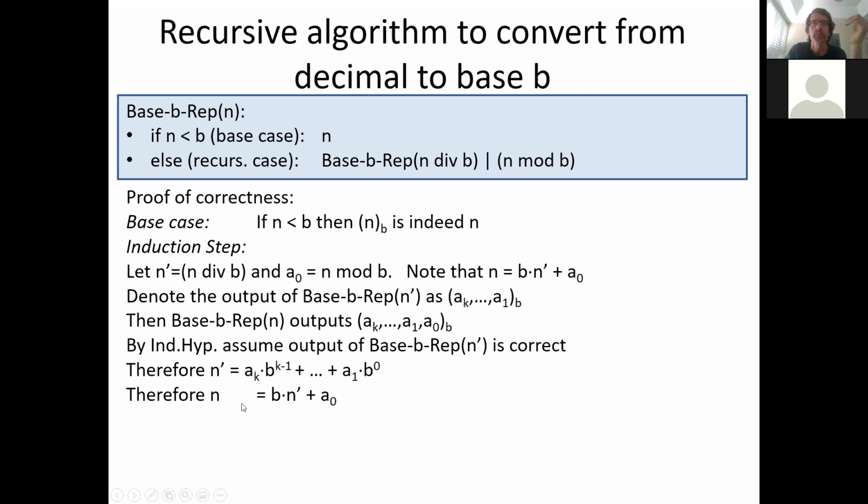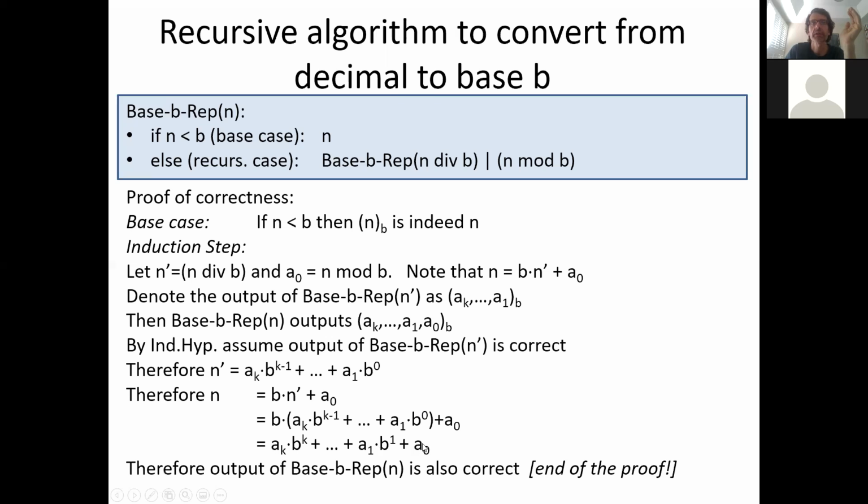But if n prime is this, and n is related to n prime as so, because that's the relation that holds when n prime is n div b and a0 is n mod b, this relation is guaranteed. Therefore, it follows that n, which is b times all of this stuff plus a0, I can now rewrite as b times this stuff plus a0. And what this will do is just hike up the powers of b in all these products, right? So it will get me this, and I'm done, right? Because indeed, this shows that the string from ak to a0 is the correct base b representation of n.